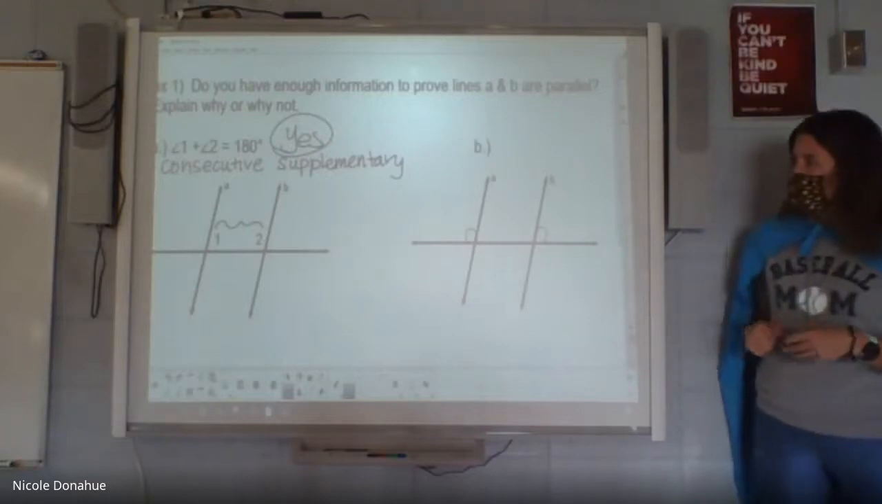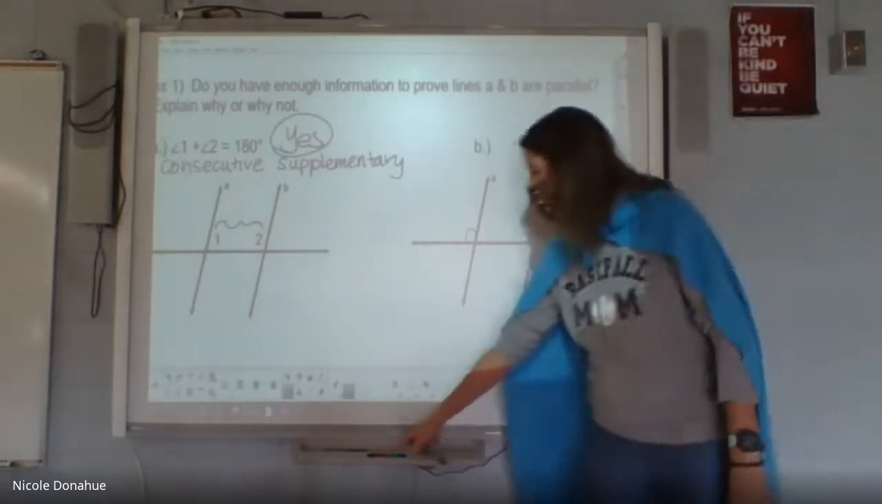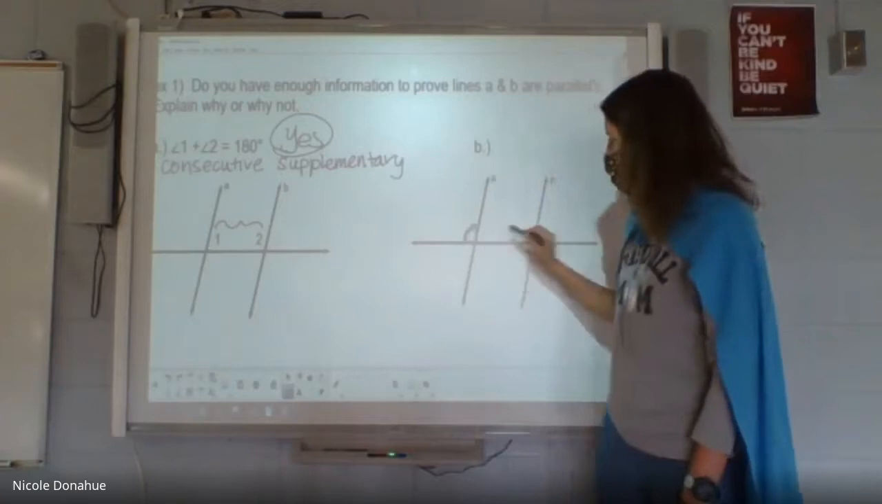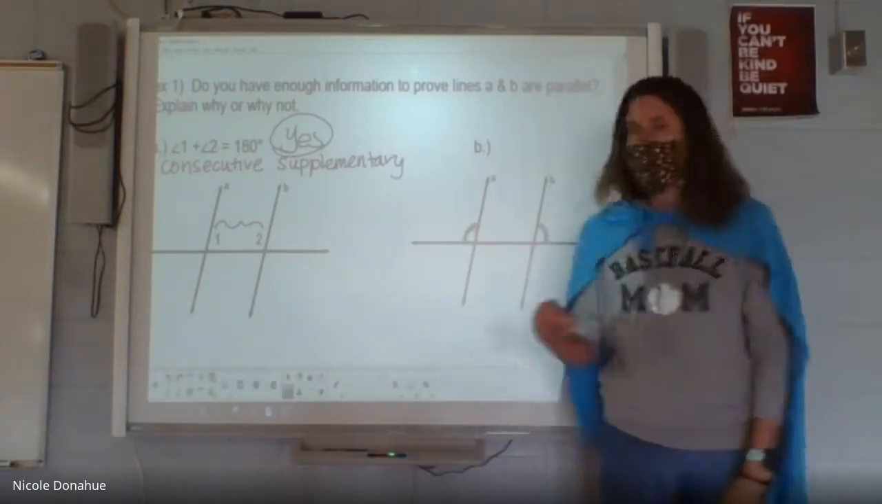All right, how about letter B? So letter B, just so you guys know, these are supposed to be the little arcs. They tell us that these two angles are equal.